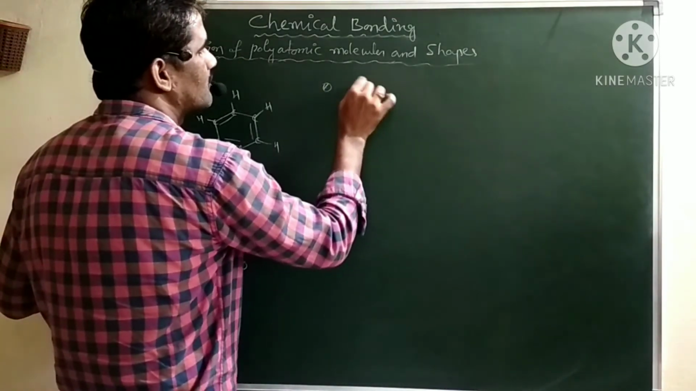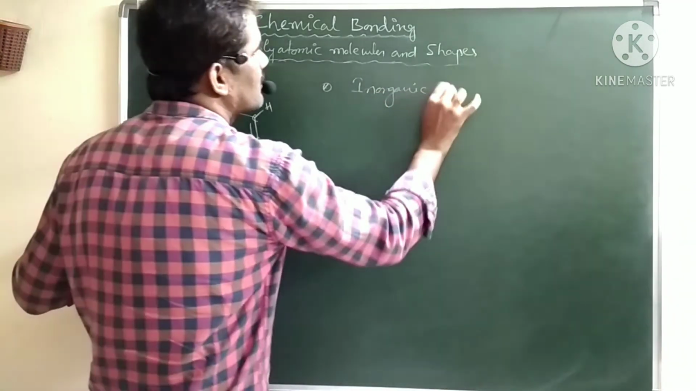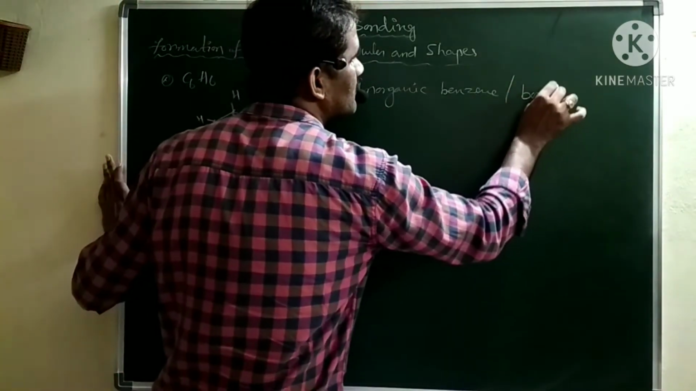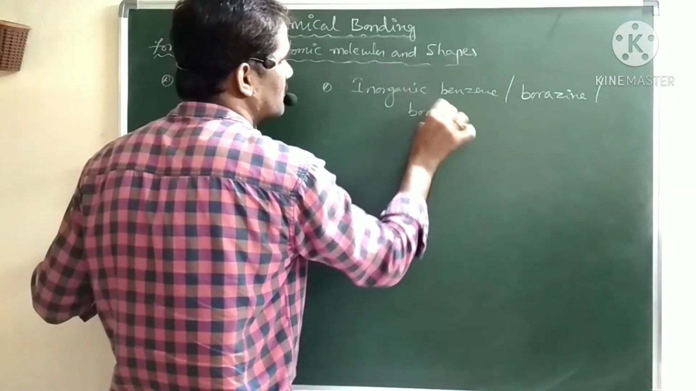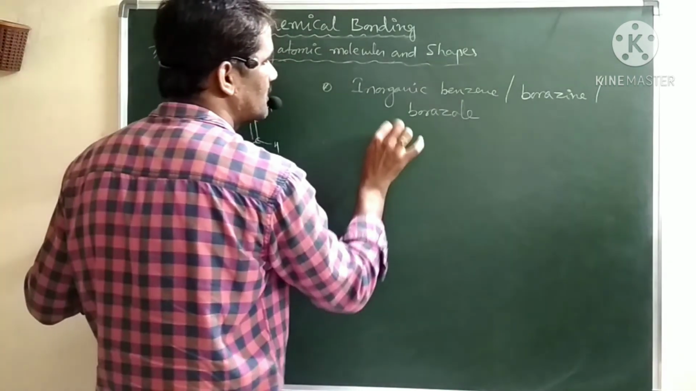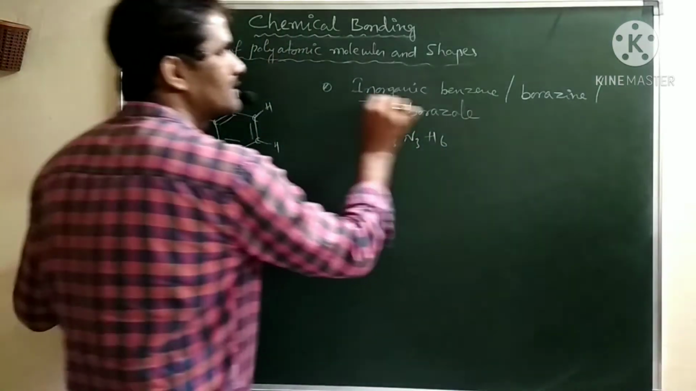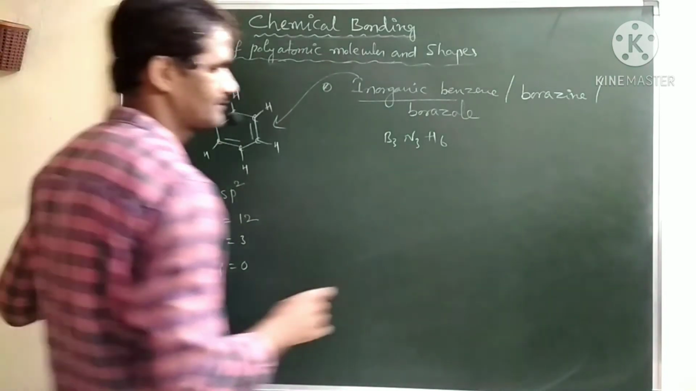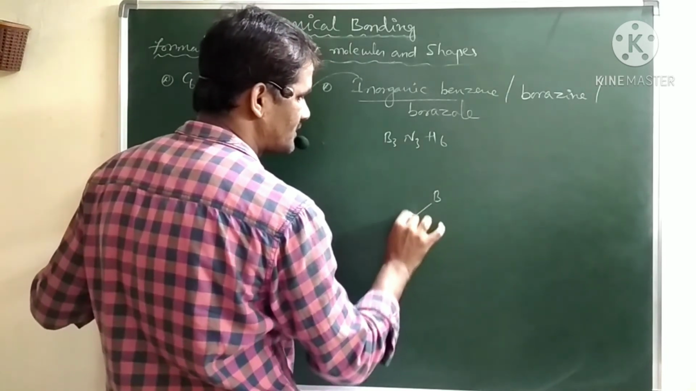Next we have the borazine or inorganic benzene. Inorganic benzene is also called borazine or also called borazole. The chemical formula is B3N3H6. Why it is inorganic benzene: the geometry is similar to benzene, hence we can call it inorganic benzene. And if you see the structure of inorganic benzene, it is like this.